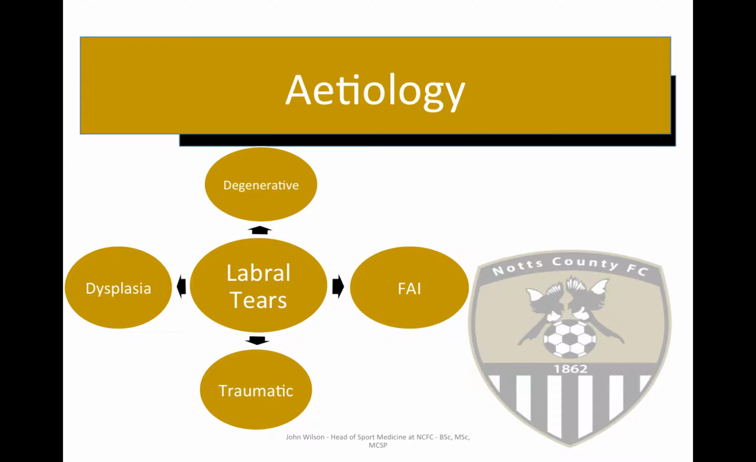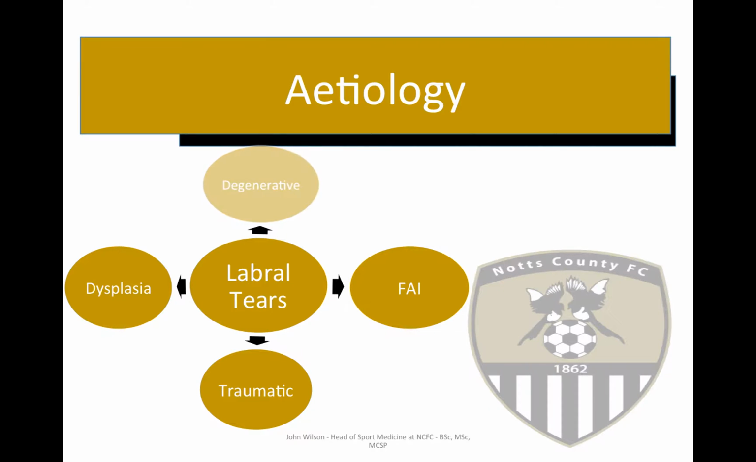A multitude of overlapping clinical entities is associated with anterior hip pain, which highlights the difficulty in making an accurate diagnosis, and as a result, etiology is often difficult to determine. For the purpose of this presentation, I will subclassify tears into degenerative tears, dysplasia, FAI, and traumatic tears.